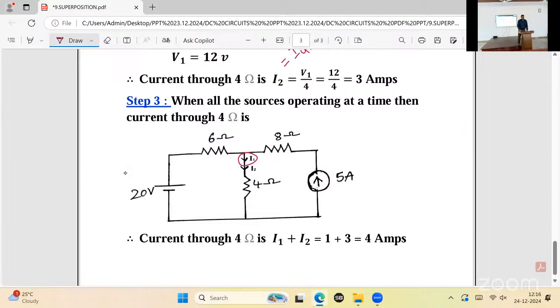Now see the direction in step 2. Is it downward or upward? It is also downward. How can you say it is downwards? See the step 2 diagram. Both are in the same direction, I1 and I2, so we should add them. When 2 sources are running at a time, this is the current flowing: 1 plus 3 is equal to 4 amperes.